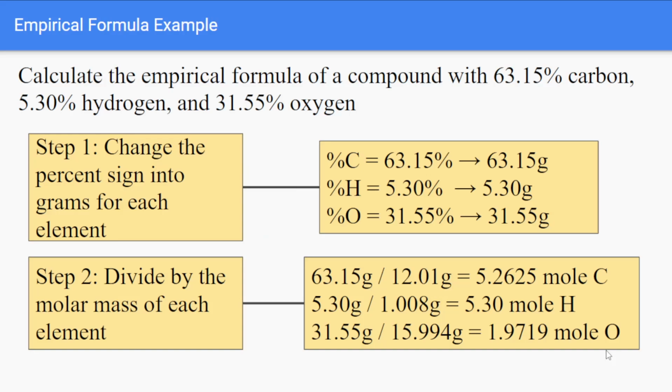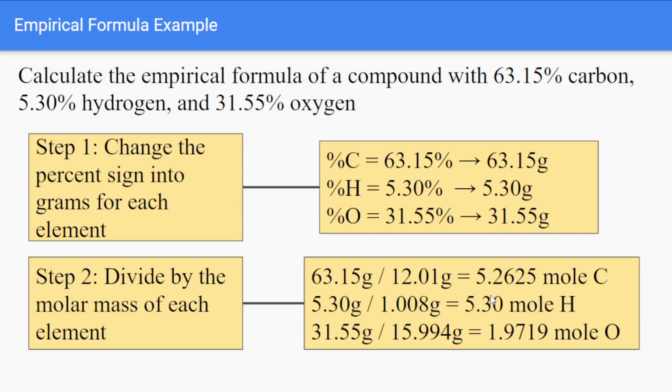In this example, we'll look at calculating the empirical formula with a percent of carbon at 63.15%, hydrogen is 5.30%, oxygen 31.55%. Step 1, change that percent sign to grams. That's it. All of these percentages, just change that number to grams. What you're really doing is you're multiplying by 100 grams, but it doesn't matter. It's just simply write grams instead.